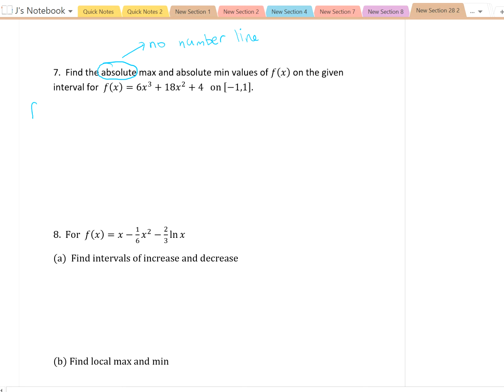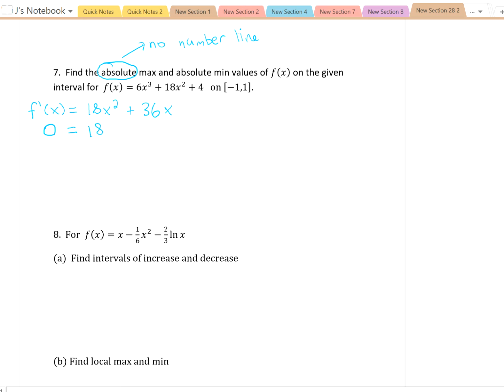We're going to look for those critical numbers in the interior by taking the derivative of the function and setting that derivative equal to 0. The derivative of 6x cubed, 3 comes down, so we have 18x squared, plus the derivative of 18x squared, the 2 comes down, 36x, plus the derivative of 4 is a constant, so its derivative is 0. We set the derivative equal to 0 and solve for x.